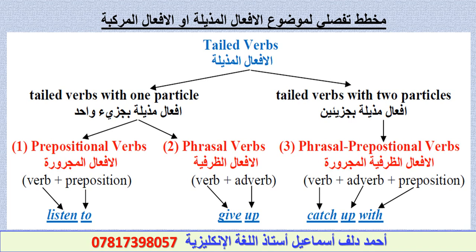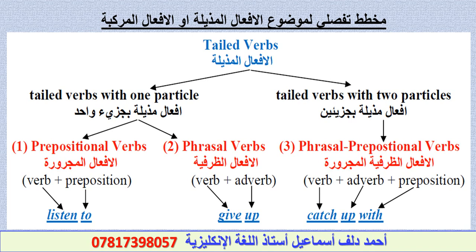أخيرا راح أقدم مخطط تفصيلي لموضوع الأفعال المذيلة أو الأفعال المركبة. Tailed verbs or compound verbs can be divided into two main parts: tailed verbs with one particle and tailed verbs with two particles. الأفعال المذيلة أو الأفعال المركبة ممكن تتقسم إلى قسمان رئيسيان: أفعال مذيلة بجزيء واحد وأفعال مذيلة بجزيئين. الأفعال المذيلة بجزيء واحد أيضا تتقسم إلى قسمان حسب نوع الجزيء. فإذا كان الجزيء حرف جر عندئذ نسميها بالأفعال المجرورة prepositional verbs.